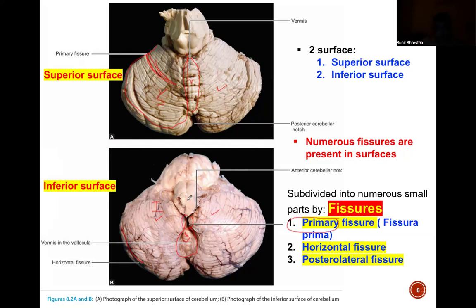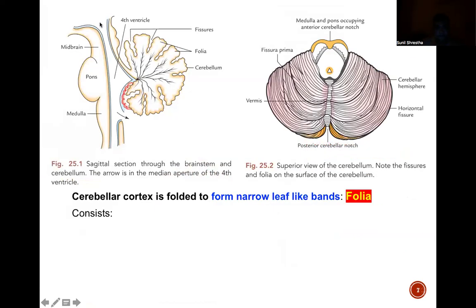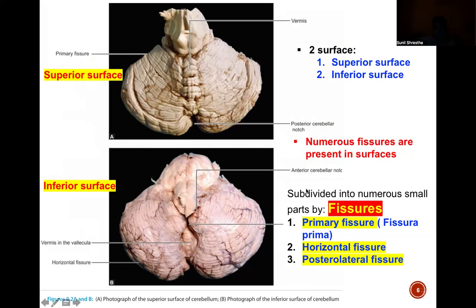So after that, there is another fissure called the posterolateral fissure. It is present somewhere in this region, in another figure. Somewhere here in this region there is another fissure, and that fissure is called the posterolateral fissure. From this figure, I think it is not so clear, but it is visible in another picture.